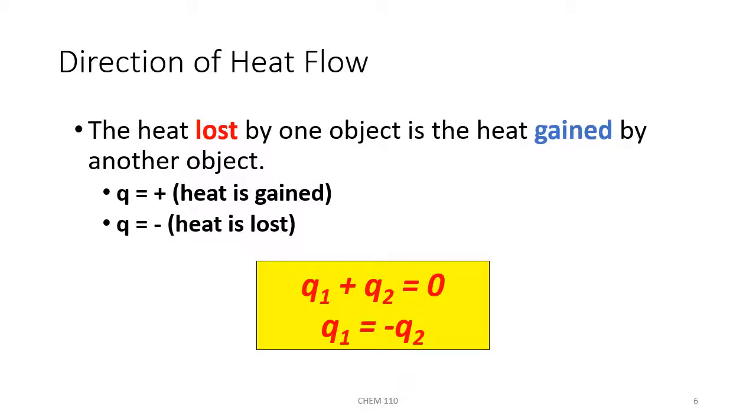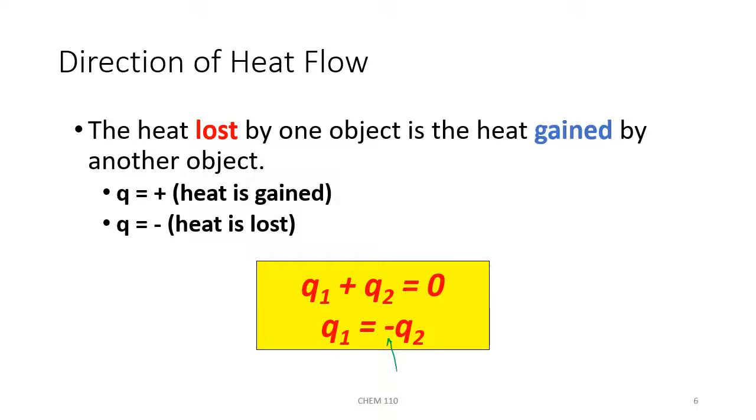If we have two different things that we're transferring the heat between, we'll call them Q1 and Q2. The sum of the heats between both of those must add to 0. That's the law of conservation of energy. And if we set them equal to each other, we can see Q1 equals Q2, but they're opposite in sign.